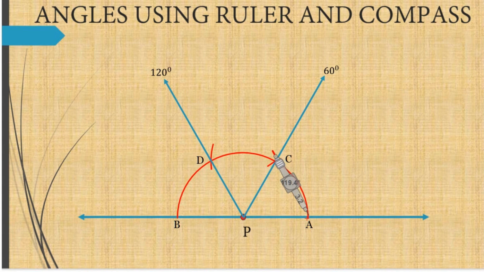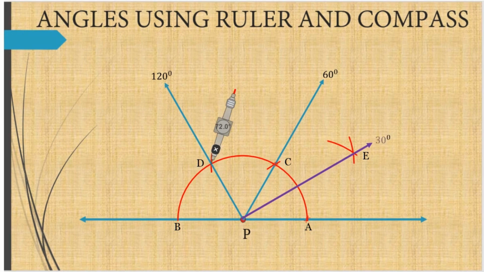PAC is 60 degrees. So if we bisect this angle, 60 by 2 is 30. We can get an angle of 30 here. For that, with A as center, draw an arc, and with C as center, draw another arc to cut the previous one. Let us mark this as E and join P to E. Now APE will be 30 degrees. As we have bisected the 60 degrees angle, it would be 30 degrees.